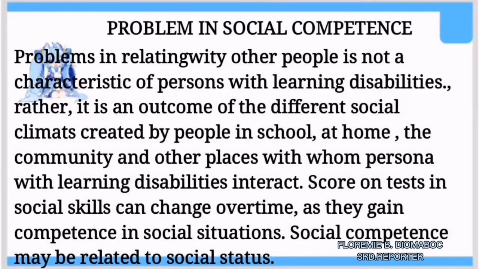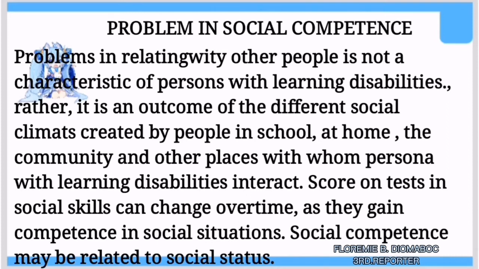Now, let's proceed to the problems in social competence. Problems in relating to other people is not a characteristic of persons with learning disabilities. Rather, it is an outcome of the different social climates created by people in school, at home, in the community, and other places where persons with learning disabilities interact. Scores on tests of social skills can change over time as they gain competence in social situations.